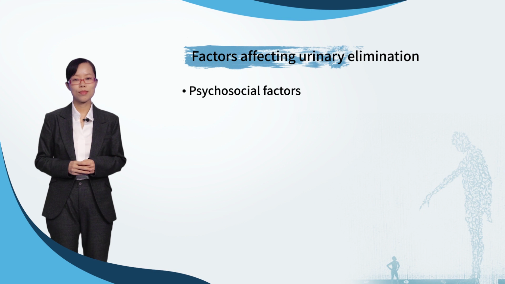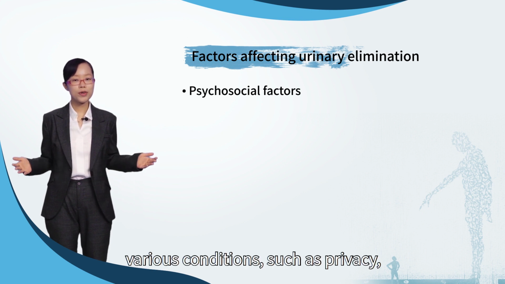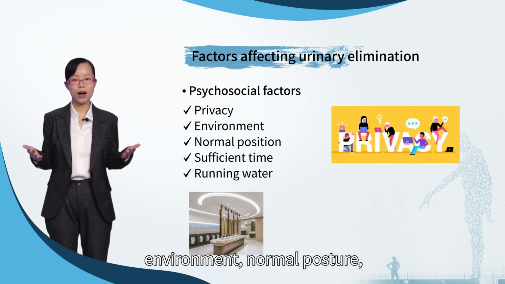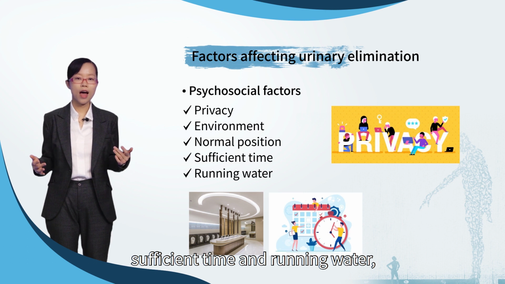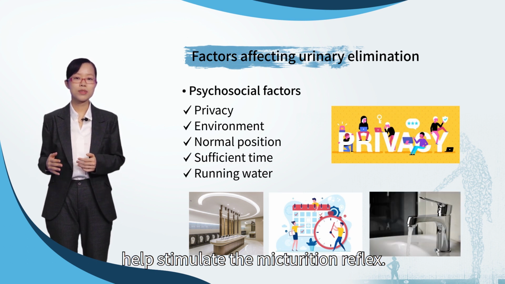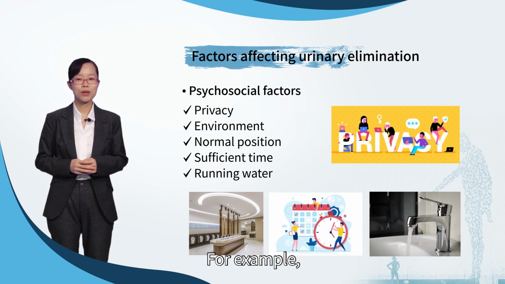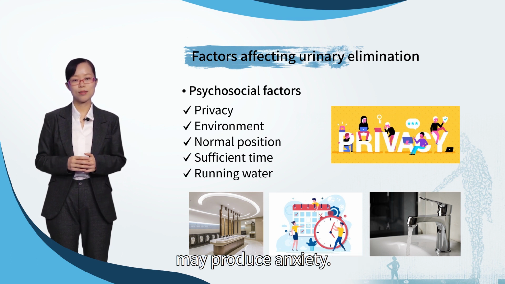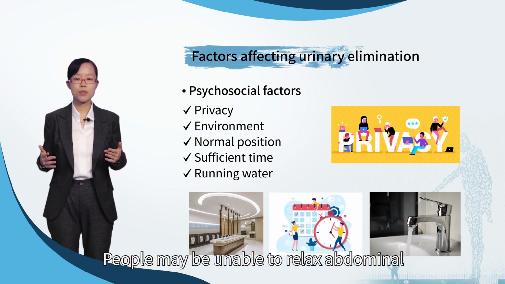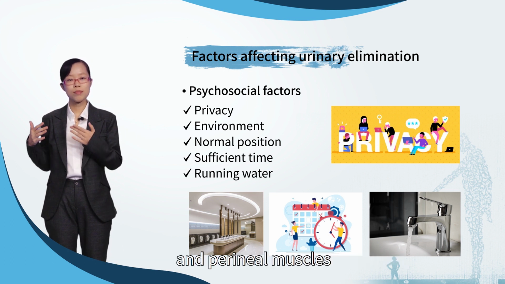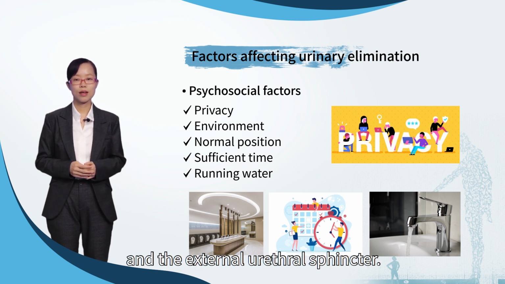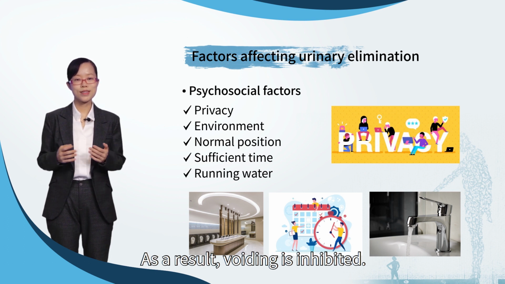Psychosocial factors. For many people, various conditions such as privacy, environment, normal posture, sufficient time, and running water help stimulate the micturition reflex. For example, lack of privacy or suitable facilities may produce anxiety. People may be unable to relax abdominal and perineal muscles and the external urethral sphincter. As a result, voiding is inhibited.